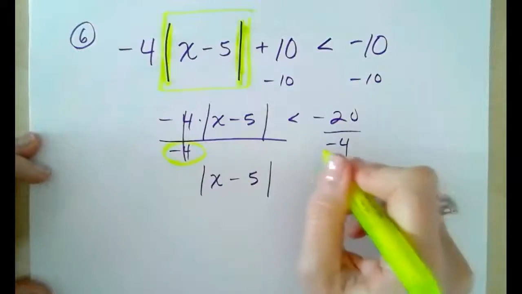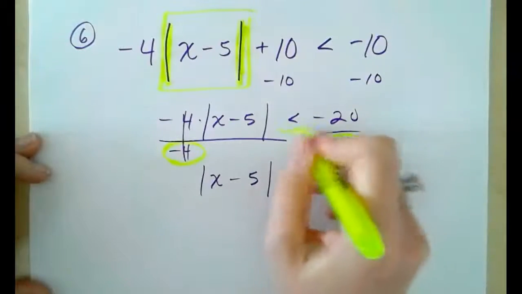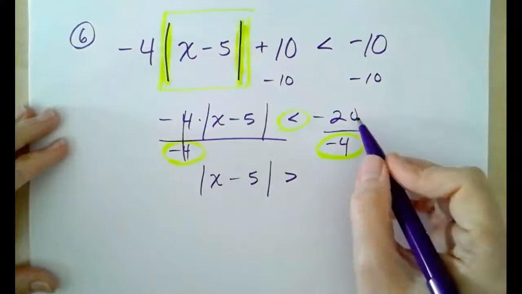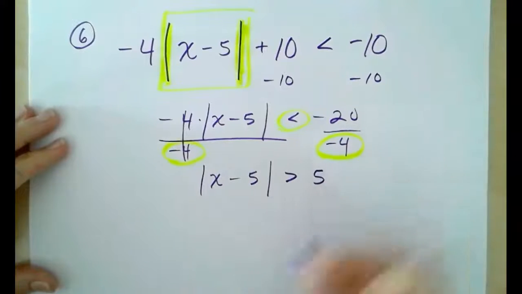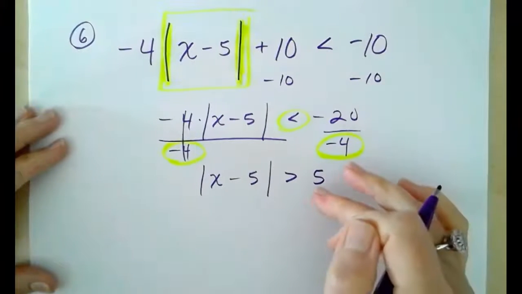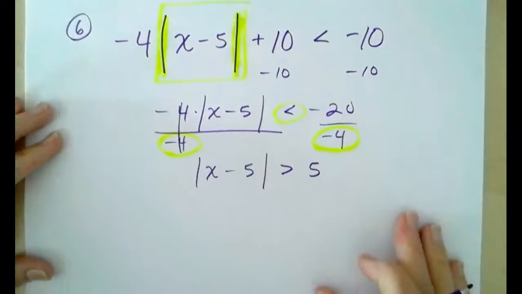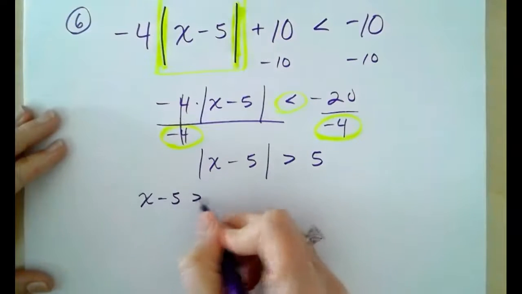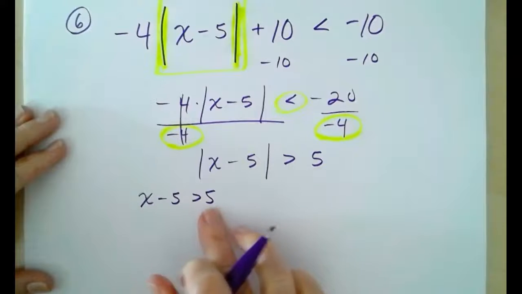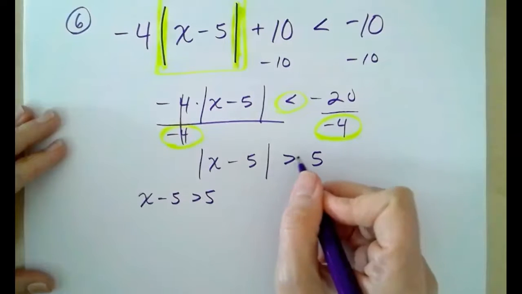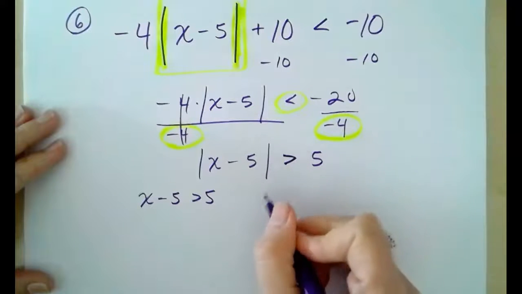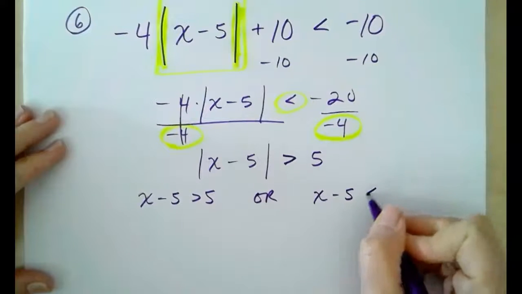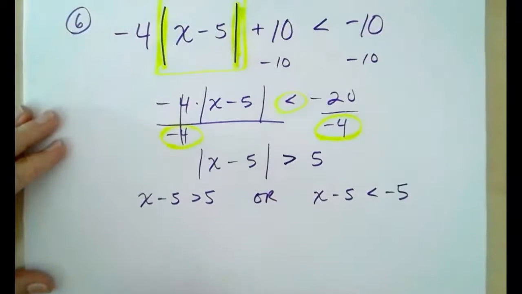We're dividing by a negative, flip that sign. Negative 20 divided by negative 4 is 5. That's what it takes to do step 1. Next, we are going to set up two cases. X minus 5 is greater than 5. And we have another greater situation. X minus 5 is less than negative 5.